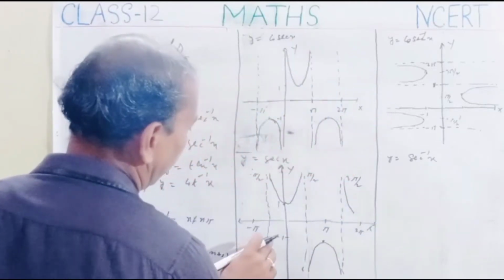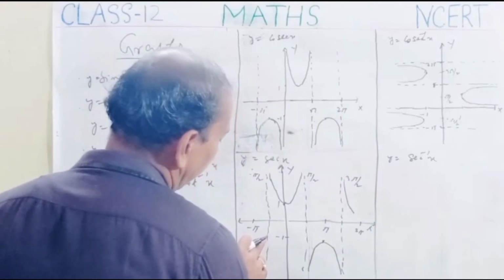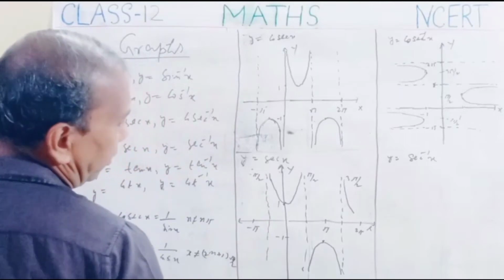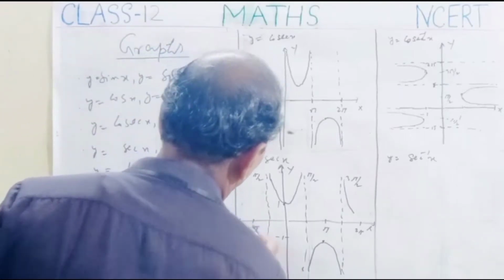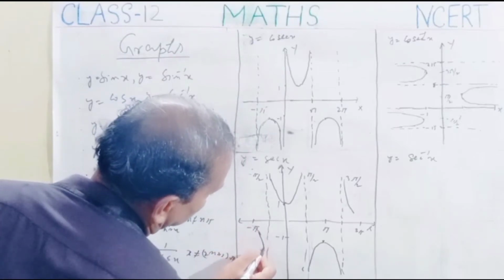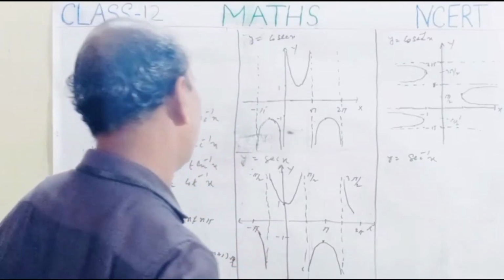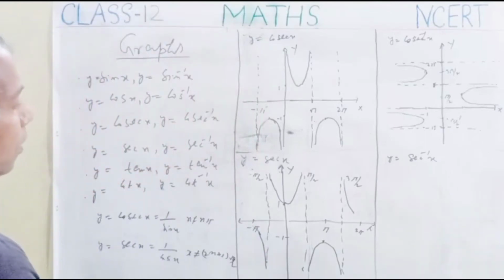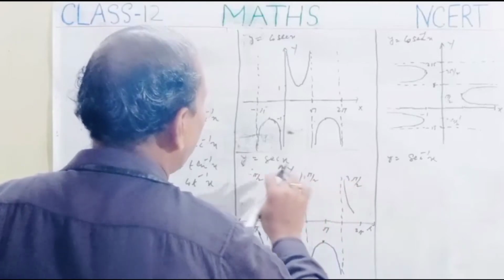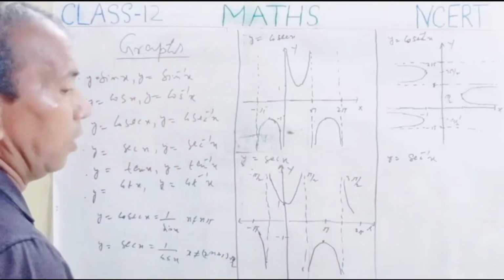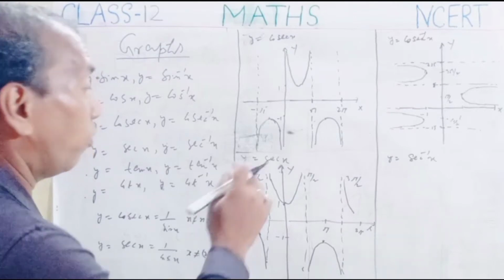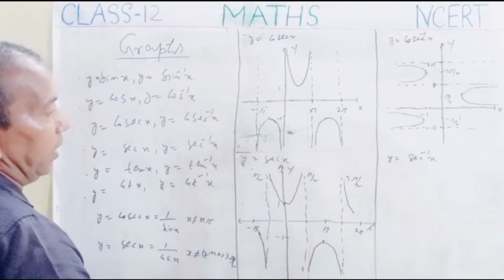Similarly for this, minus pi by 2, here it is minus pi by 2 and minus pi, and here it is minus. At minus pi by 2, again it is not defined. So I can draw the graph like this. One thing you must remember in your mind: these points show what? Since these points are not defined, it shows that that point is at infinity.